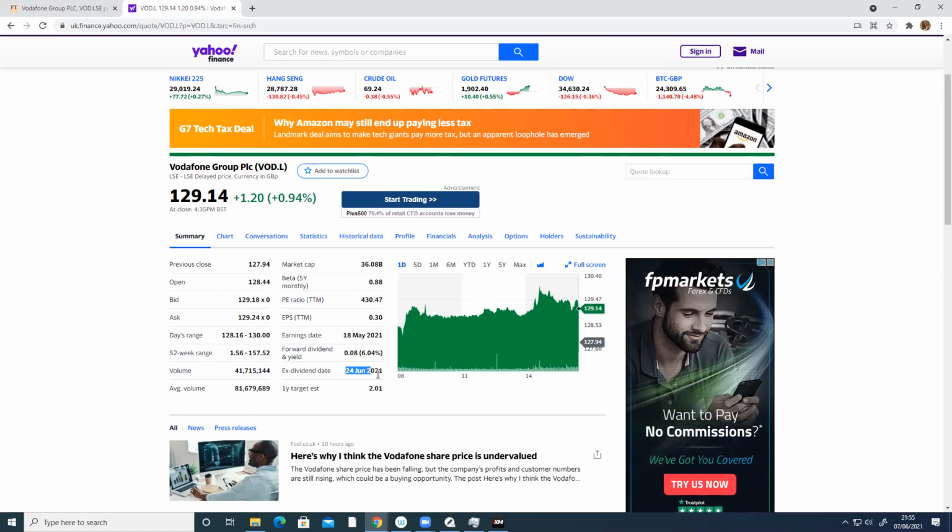So if you own this stock before the 24th of June, then you're going to get some of the 6% of the dividend. Their earning was already in May, but because their earning wasn't significantly good, that's the reason why.